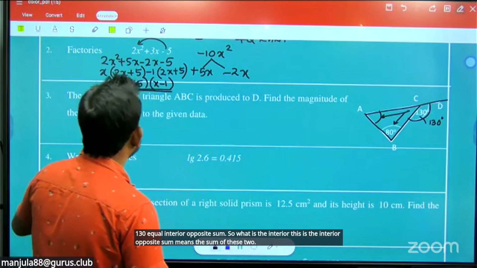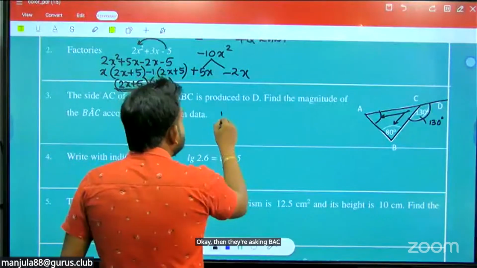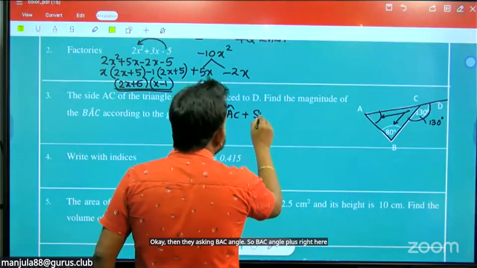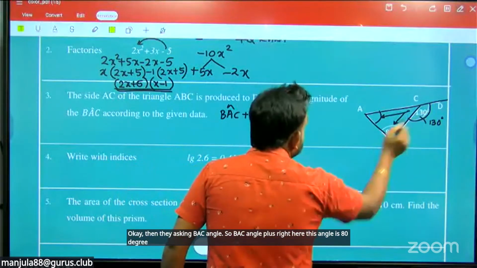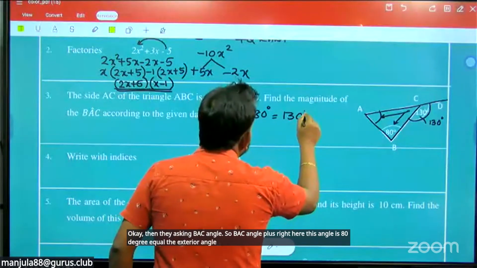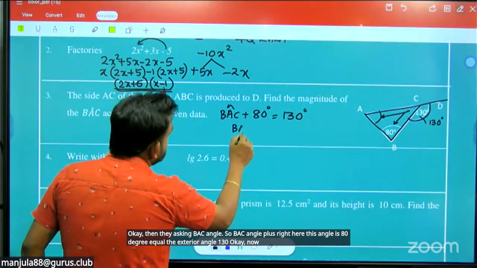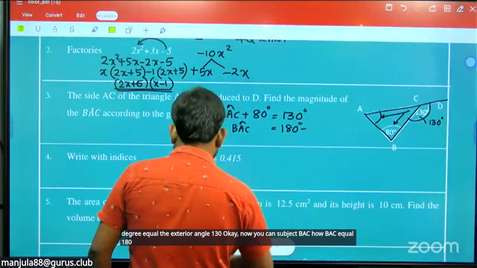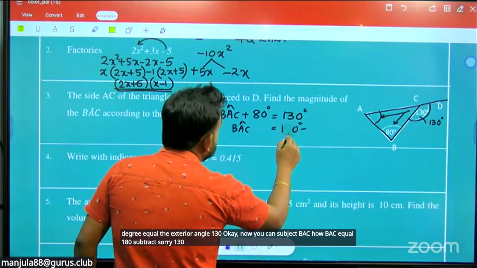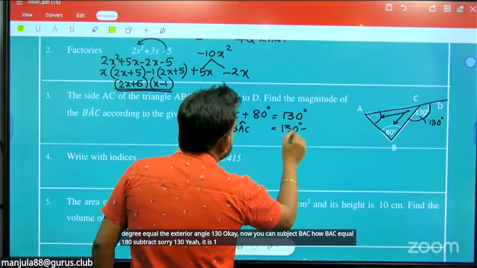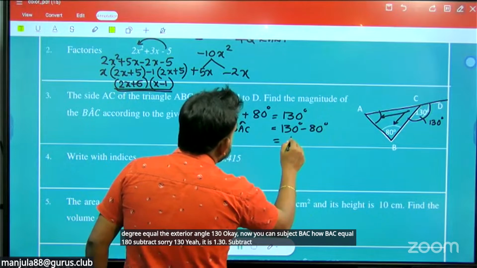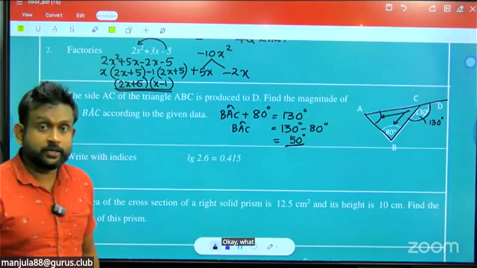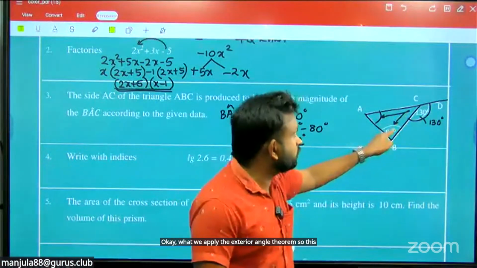Then they're asking for angle BAC. So angle BAC plus this angle, 80 degrees, equals the exterior angle 130. Now you can make BAC the subject: BAC equals 130 subtract 80 degrees. That gives you 50 degrees. Here we applied the exterior angle theorem: the exterior angle equals the sum of the interior opposite angles.